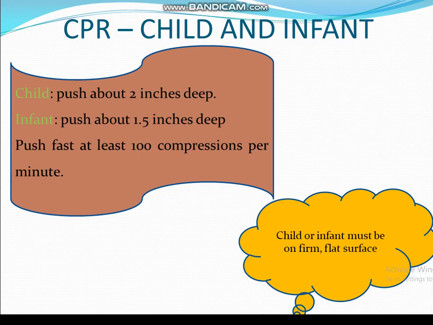In providing CPR, the rate of compression and the depth of the compressions have a slight difference in the child as well as in the infant. We can see that for the child you have to push about 2 inches deep, whereas for the infant you have to push only about 1.5 inches deep. And also, you have to provide fast compressions, so you have to push fast, at least 100 to 150 compressions per minute have to be provided for a child case.